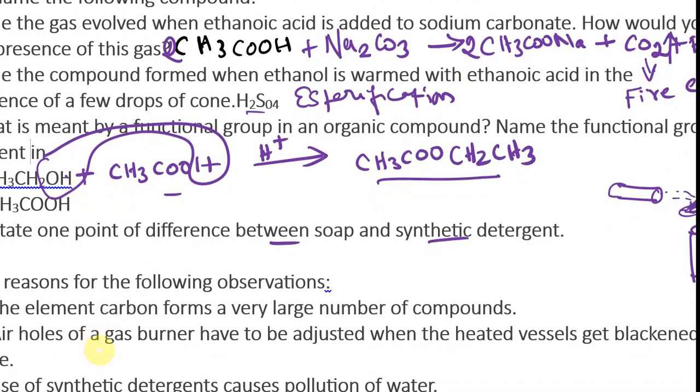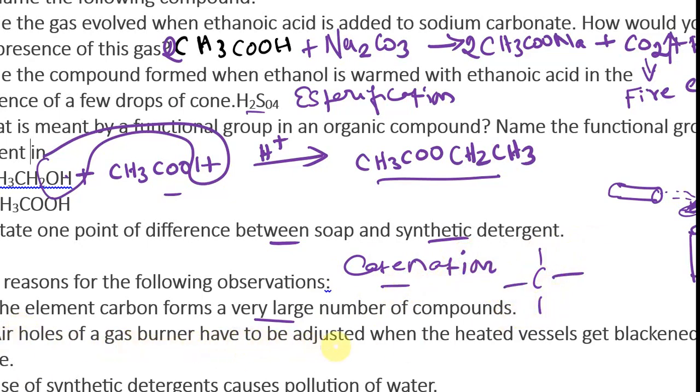The element forms a very large number of compounds, give reasons. Two points regarding carbon, as I said. What is that? One is catenation. Remember the spelling; most of you have written the wrong spelling. Catenation and tetravalency. As you know, this is called tetravalency of carbon.